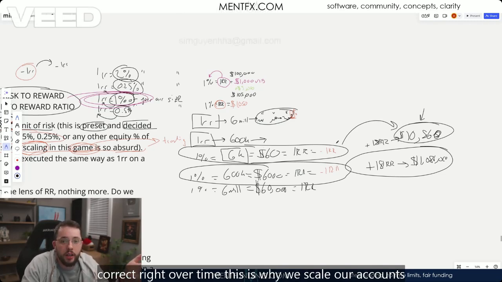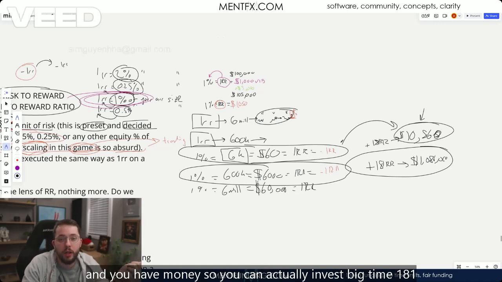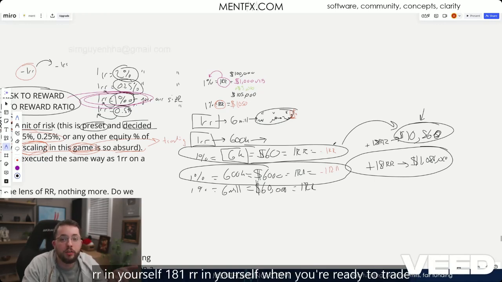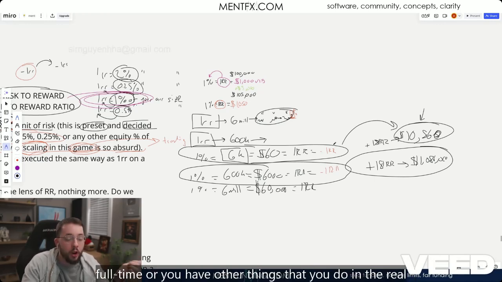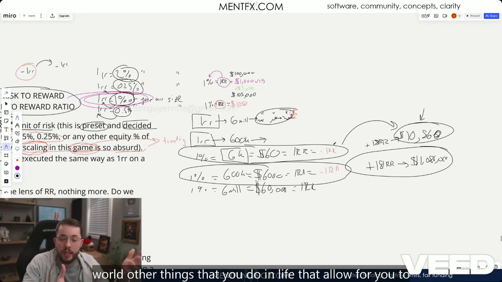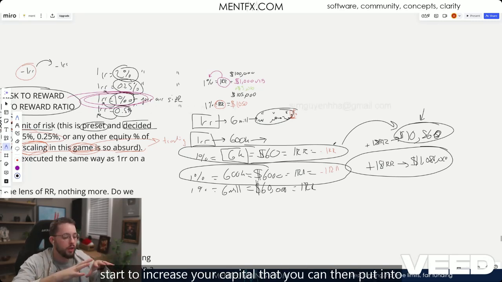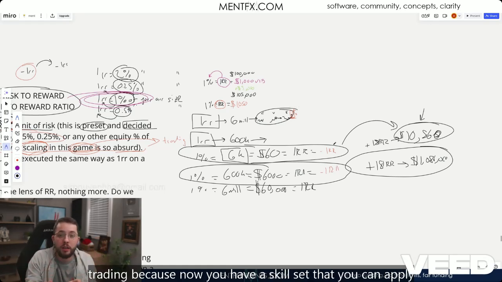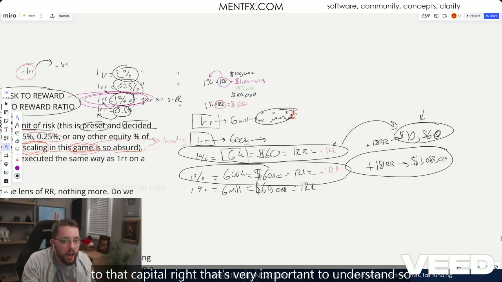this is why we scale our accounts. One of the things you should do is either you come and you have money so you can actually invest big time in yourself when you're ready to trade full time, or you have other things that you do in life that allow you to increase your capital that you can then put into trading, because now you have a skill set that you can apply to that capital. That's very important to understand.